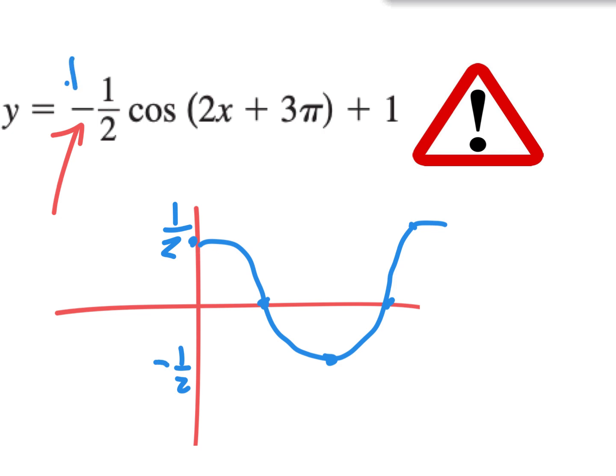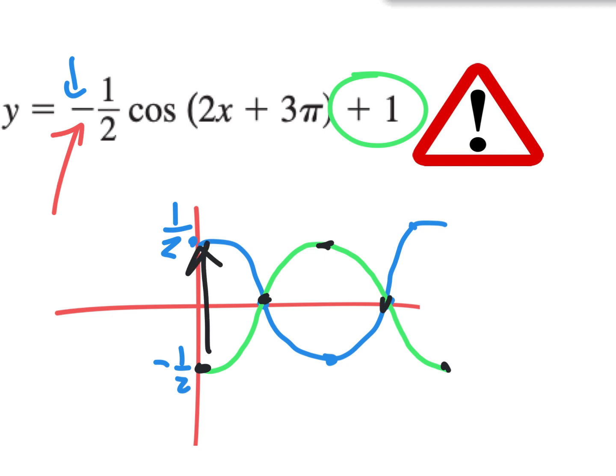How about that negative? Do you guys get how to flip something? It means you go like that. That's pretty easy. How about moving everything up 1? That's pretty easy too. You just take all the dots, which are here and here and here and here and here, and move them all up 1. Well, how far is 1? 2/2 would be 1.